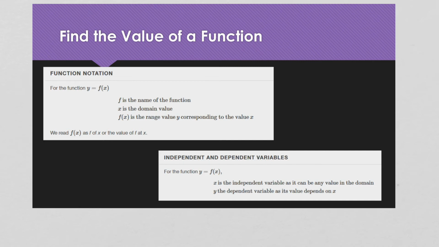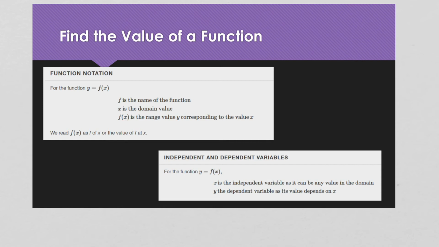But first, let's go over some definitions here. All right, so for the function y equal to f of x, that's how we say this, f of x. F is the name of the function. X is your domain. What is domain fancy for? X values. F of x is the range value y corresponding to the value of x. F of x is just a fancy way to say y's.